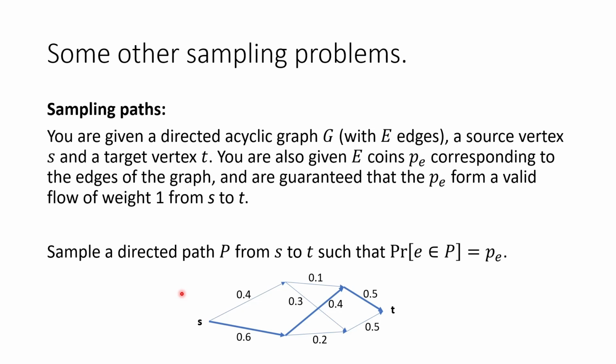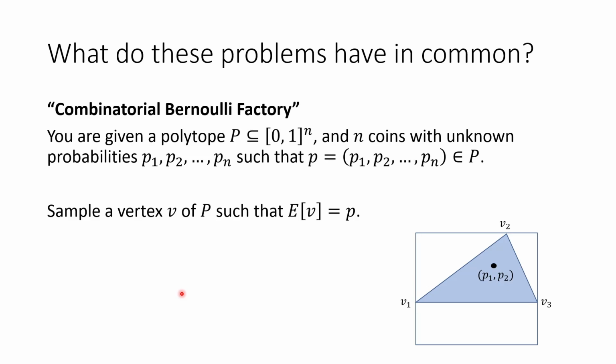Great, so what do these three problems have in common? One thing they have in common is that they're all sort of multivariate Bernoulli factories. They all involve flipping many coins. But in fact, they're more structured than that. They all fall under this framework that we call a combinatorial Bernoulli factory.